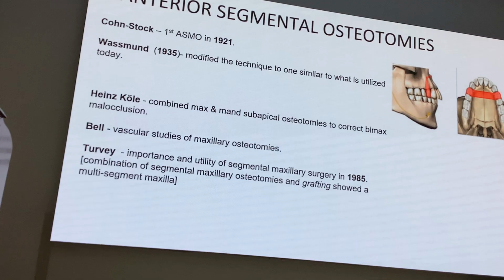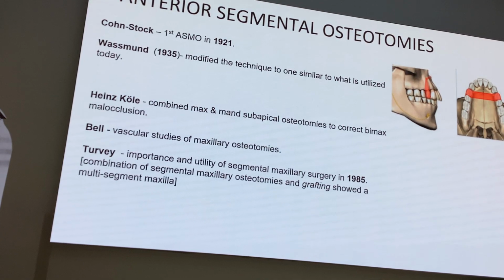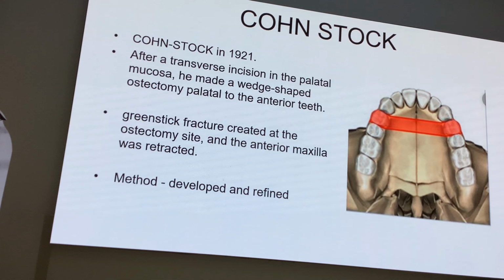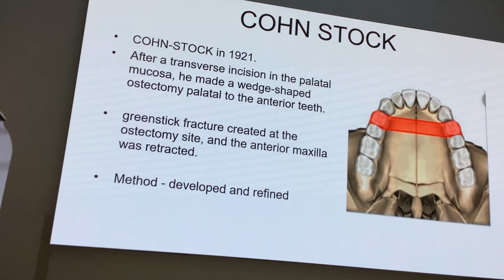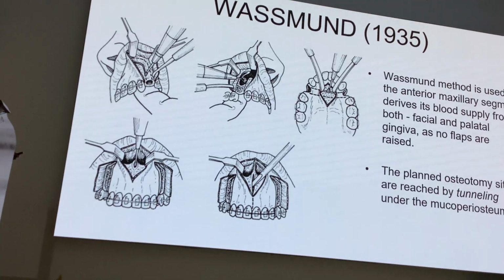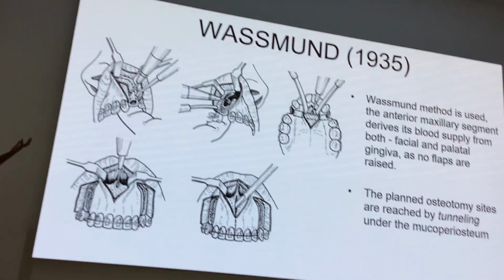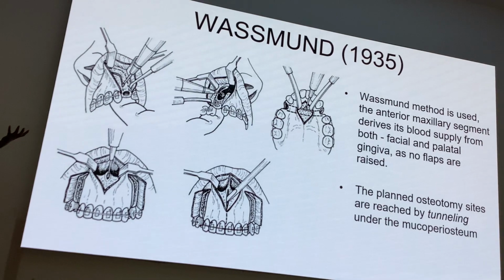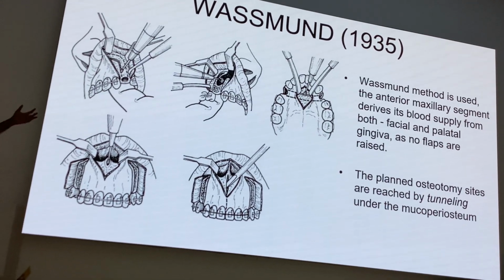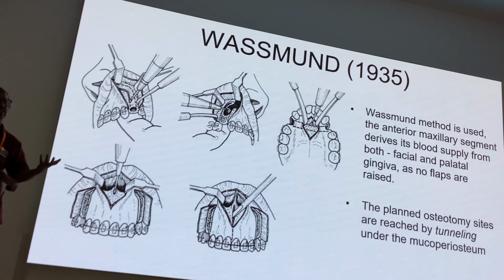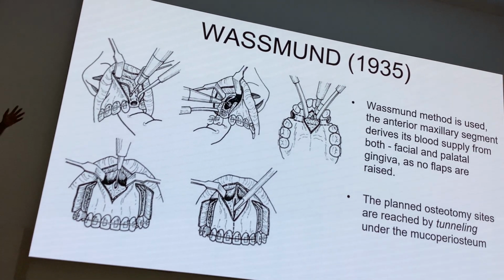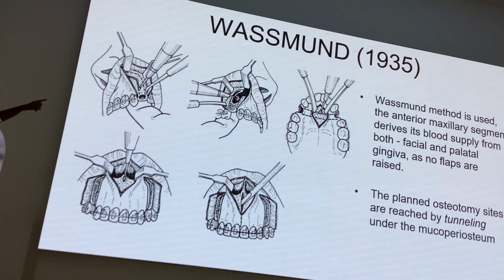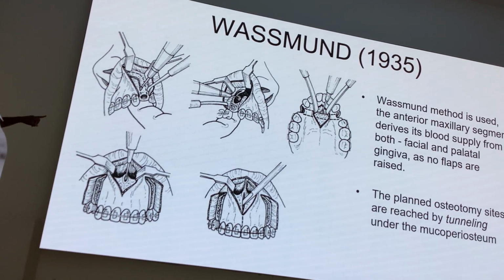Cohn is there, Wassmund is there, Cole, Bell, Kufner. So many people have studied this. This was the technique by which the anterior maxillary osteotomy was first done. Some people use a palatal cut, some people use a buccal cut, some people use tunneling procedures for doing the procedure. This is the Wassmund procedure, and you can see how the cut is made in the palatal aspect.